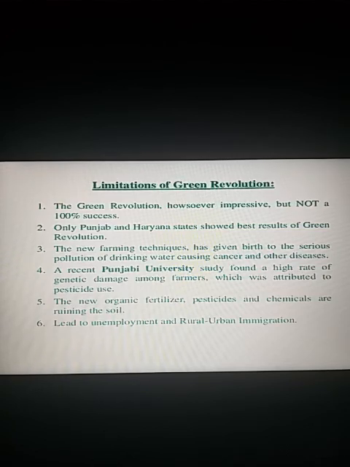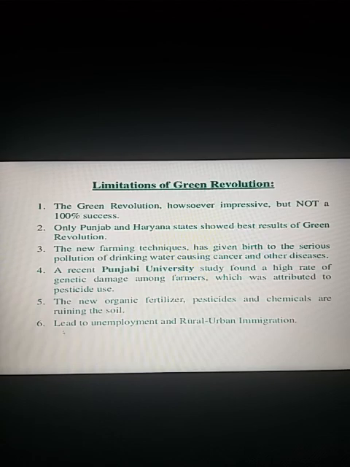Then come to point 5. The new organic fertilizers, pesticides, and chemicals are ruining soil. When I say new organic fertilizer, we are talking about new types of fertilizers, pesticides, and chemical fertilizers. Let us use the word chemical fertilizers. They are totally ruining the soil. Thereby, the soil degrades, or let us say land degrades.